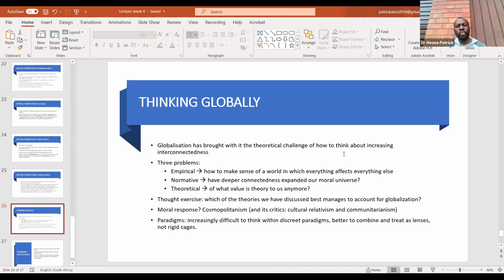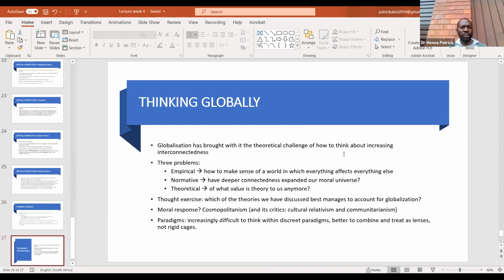We talk about empirical in the sense of how to make sense of the world in which everything now affects everything else, right? How do we make sense of the world where everything has an effect on everything? And then how do we make normative sense of the world, the normative problem? How do we connect, deeper connectedness of our world? And then what are the values of the theoretical problem as it is? So basically, these are some of the things we look at within this premise.